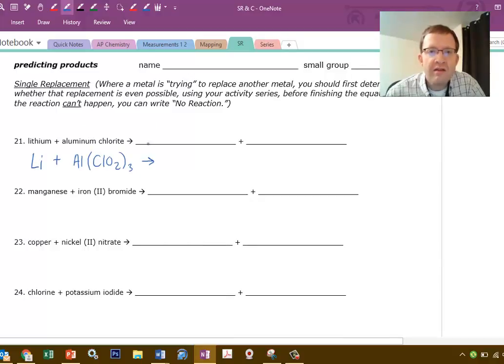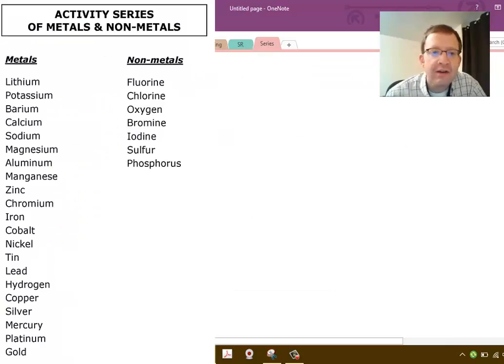And it's trying to see now, does this reaction actually occur? So the question of whether this reaction can actually happen means that we need to look at it and say, who's trying to replace whom? Lithium is a metal, aluminum is a metal. So lithium is trying to replace aluminum from this compound that it's in with chloride. Question is, can lithium replace aluminum? To answer that, we have to look at our activity series here.